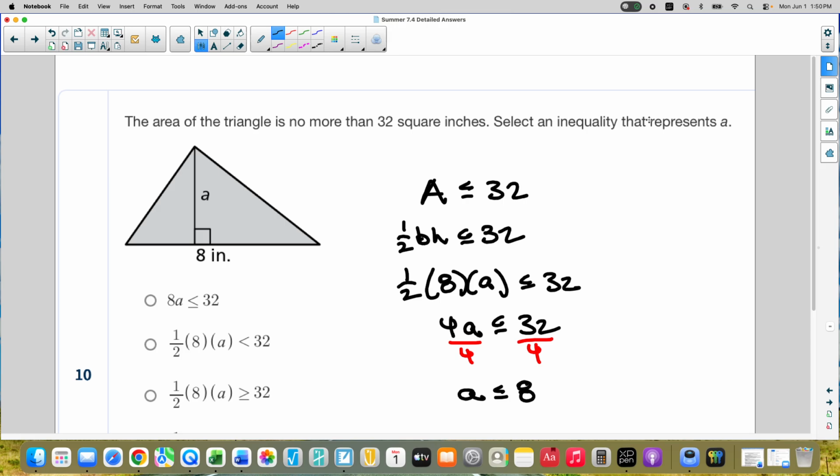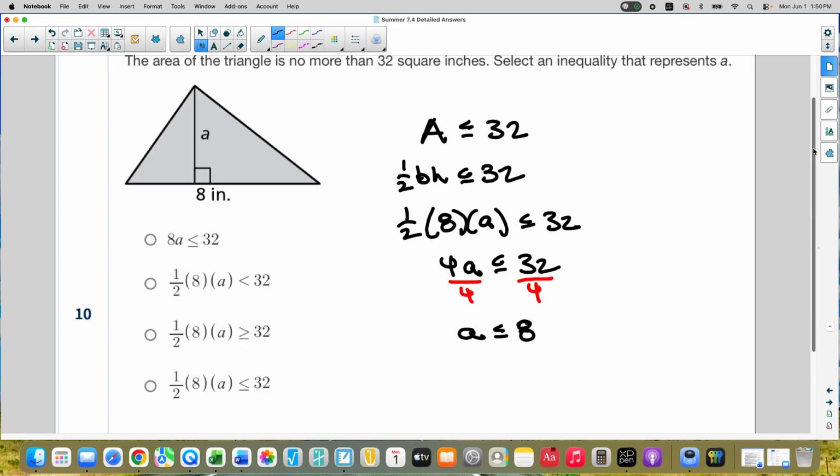So select any inequality that represents A. All right, so there's a couple situations here. So it is not A is less than 32. That's a no. 1/2 8 times A is less than 32. That's close, but it can be equal to, so that's no. 1/2 8A is greater than 32. No, that's a no. 1/2 8A is less than or equal to 32. We found our solution. Yes, that is our answer. So select the inequality. It would be that one.